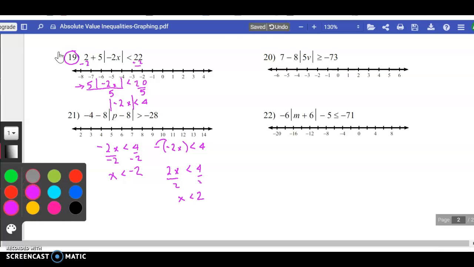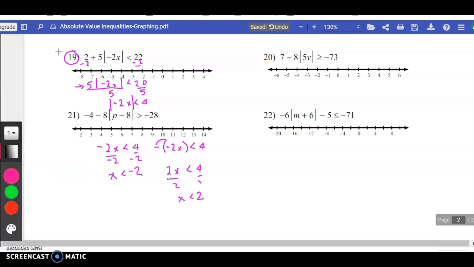Going back, I divided by a negative, but I forgot to change that sign. So let me strike that, and let's change that sign around. x is greater than -2.